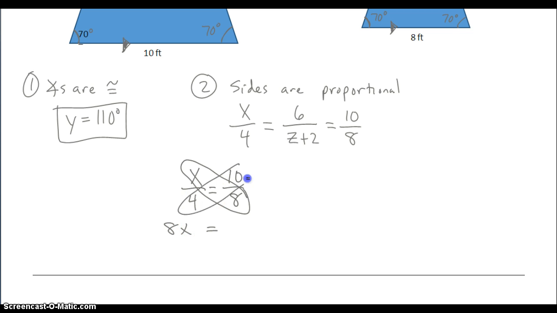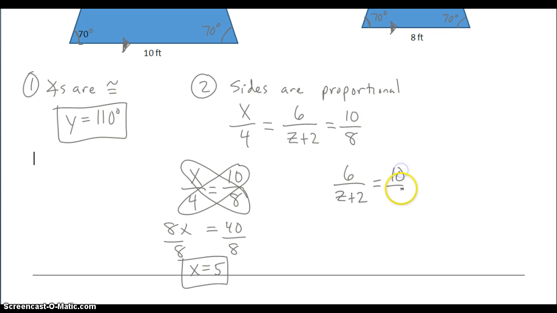8x equals 40. Divide by 8. x equals 5. So I've solved for y. I've solved for x. Now I need to solve for z. To solve for z, I'm going to pick the ratio that involves z, and then I'm going to set it equal to the ratio that has 10 and 8 in it. I could pick this again and plug in 5 for x, but I'm just going to go back to this.